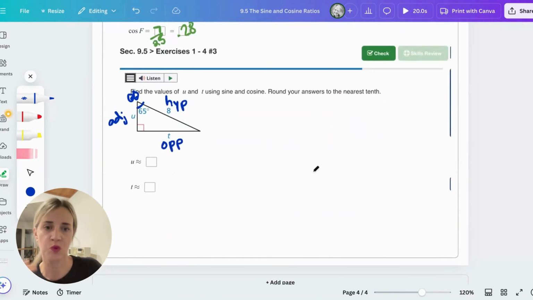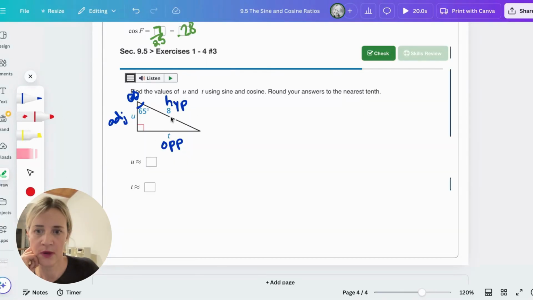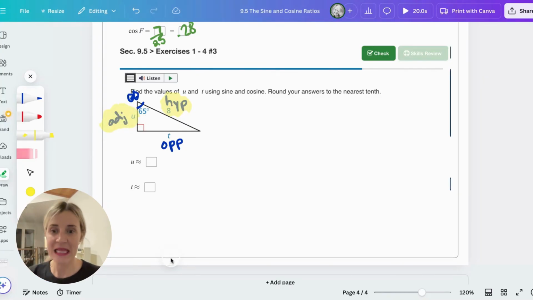How you determine which trig ratio you use is you figure out what do we know and what are we trying to find. In this case, we know the hypotenuse. I'm going to highlight it. We know the hypotenuse. What are we trying to find? Well, we're working on U in this case. To find U, we want to find the adjacent. So that's going to tell us what trig ratio we're going to use. We're going to use the trig ratio that deals with adjacent and hypotenuse.